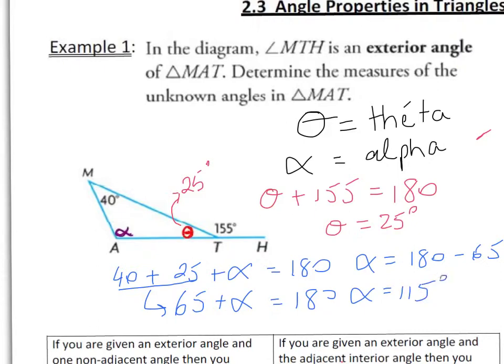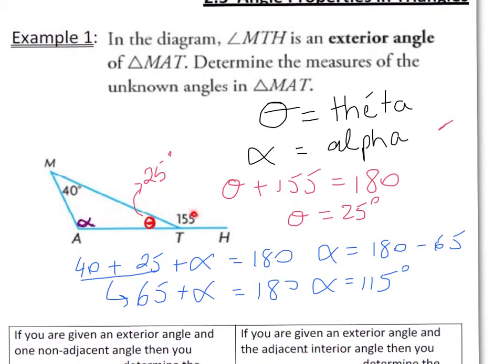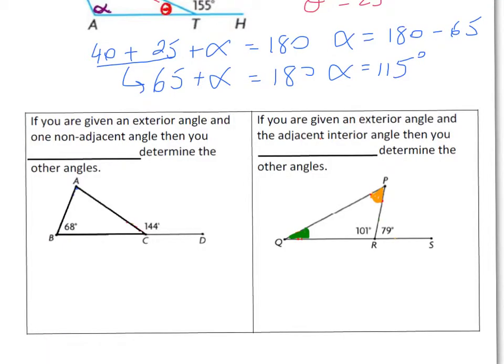And does that make sense? Well, 115 is an obtuse angle, and if we look here we see that angle alpha is also an obtuse angle. So yes, that does make sense. And all this is possible because we use this property, angles on a line are supplementary. So if you're given an exterior angle and one non-adjacent angle, then you can determine the other angles.